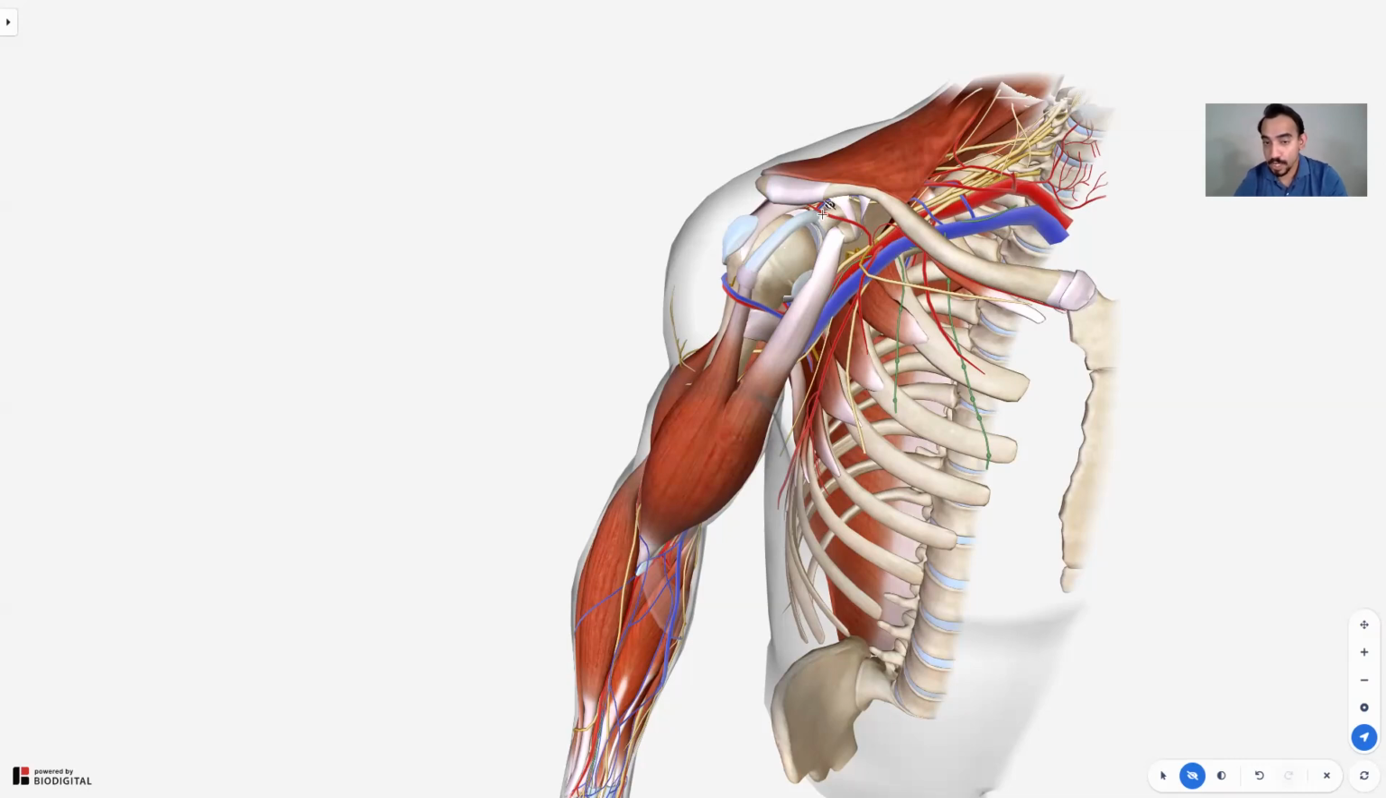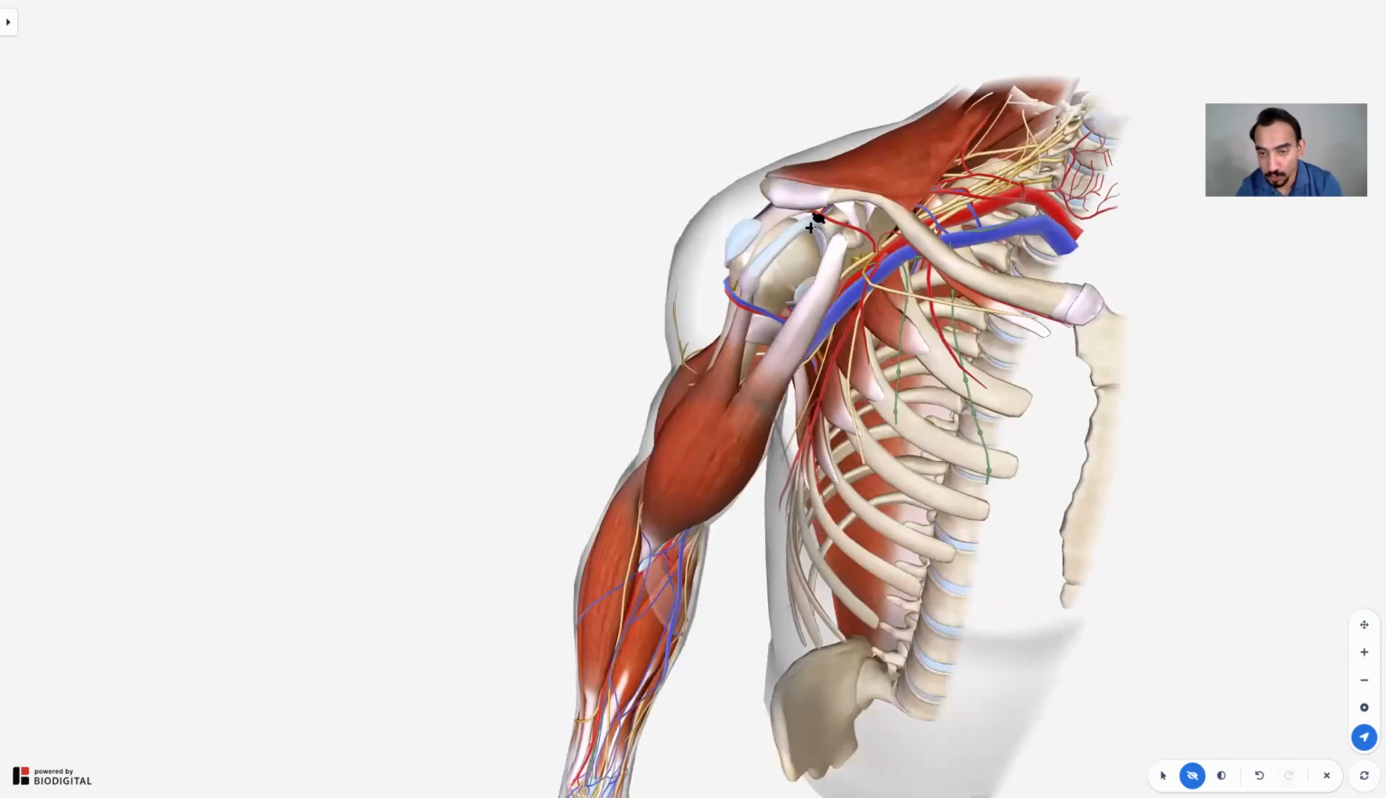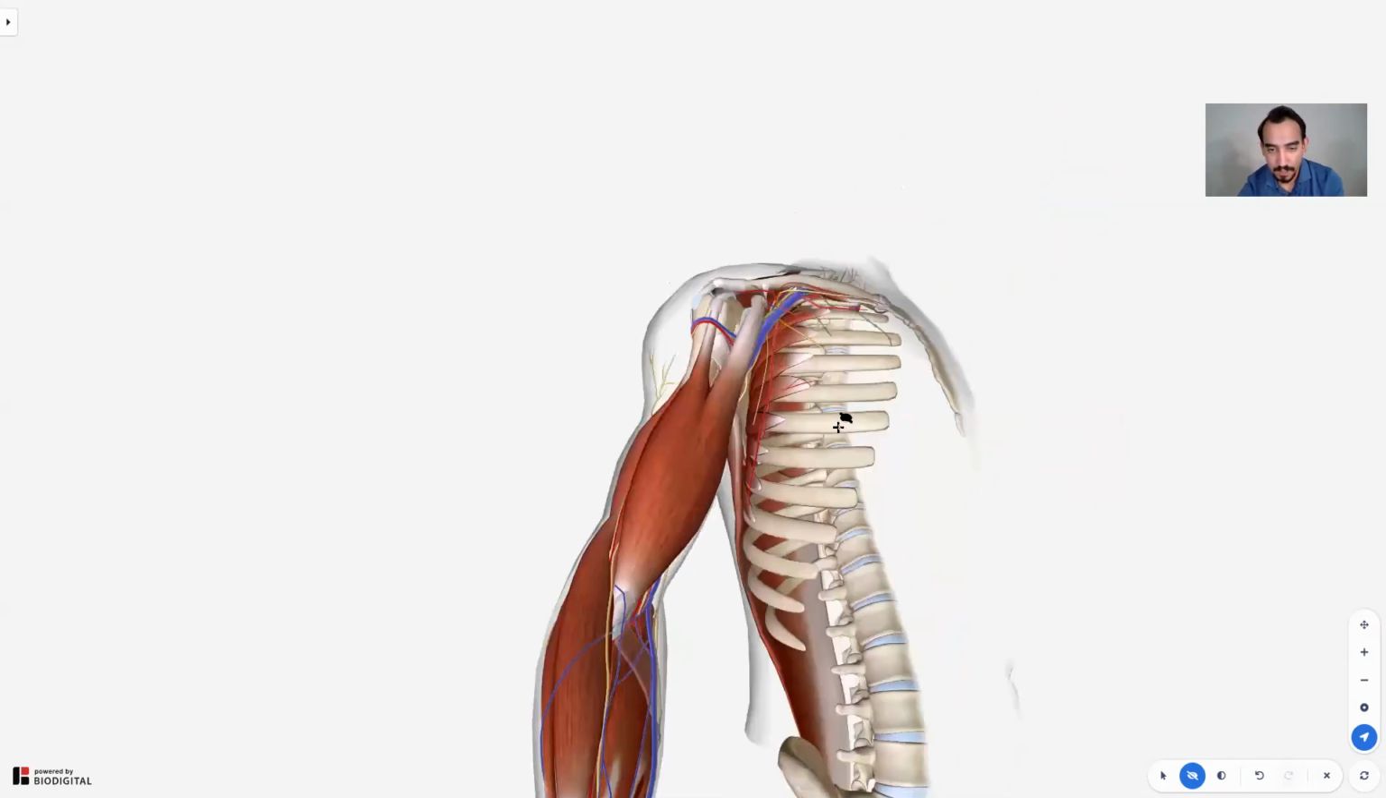And you know that when you have a SLAP lesion, when you damage the superior labrum at the glenoid cavity, you damage this biceps tendon too. So the long head, not the short head. Remember that.